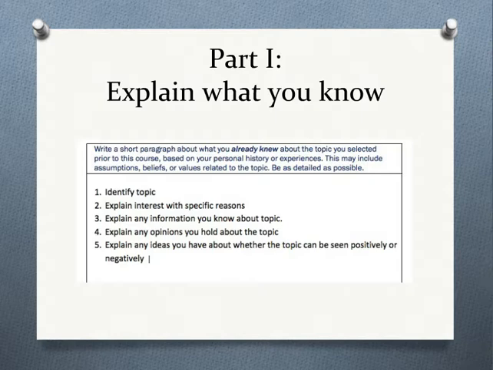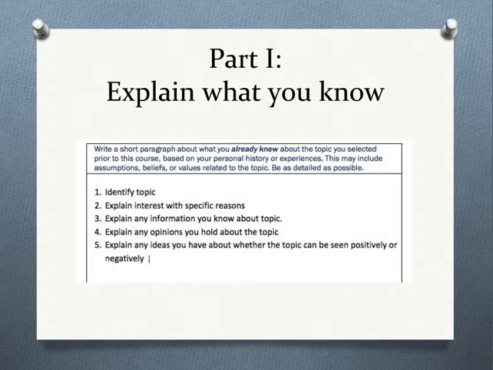Next, we want you to explain what you know, and I'm going to tell you what we mean by that. It says write a short paragraph about what you already knew about the topic you selected prior to this course based on your personal history or experience. This can include assumptions, beliefs, values related to the topic. Be as detailed as possible. So this is what we need you to do, these 5 questions.